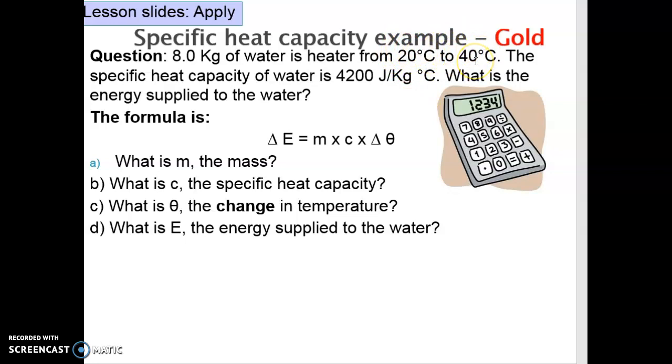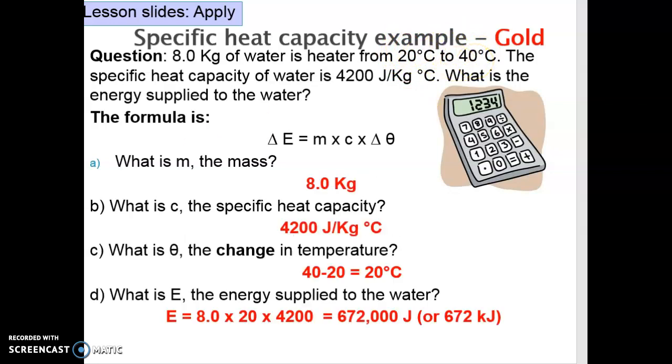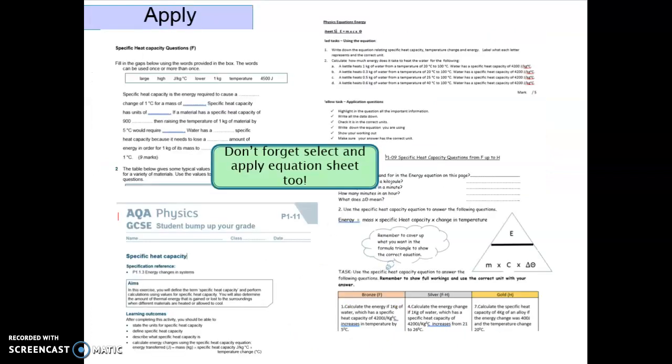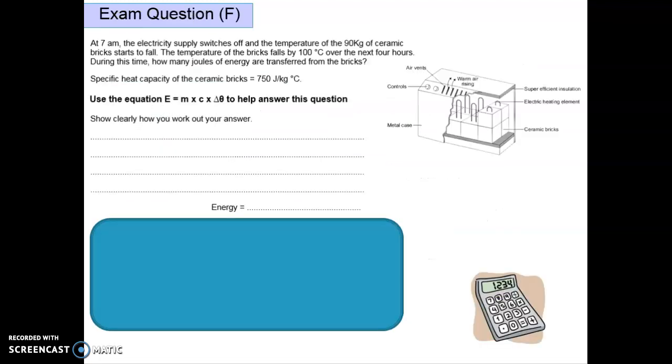Okay, so we've got our 40 minus our 20, which gives us our temperature change there. So there we go. Again, no need to convert it into kilojoules. Don't convert if you don't need to. And when you've done that one, there are lots of equation sheets for you to practice this one on. So pause the video, go off and have a practice of those, and then we'll just briefly look at a foundation and higher question.